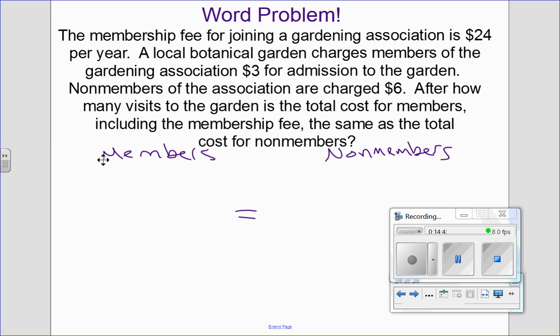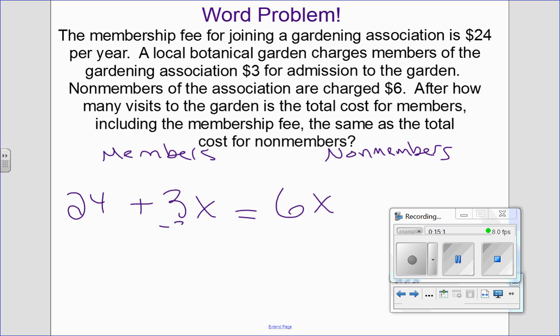What do we know about the members? How much do they pay? $24 to join. And then how much each time they go to the garden? $3 per visit. X will be how many visits. What about non-members? $6 each visit. They're not joining anything, so they don't have a base charge. Solving this should be a breeze. What would we do first?